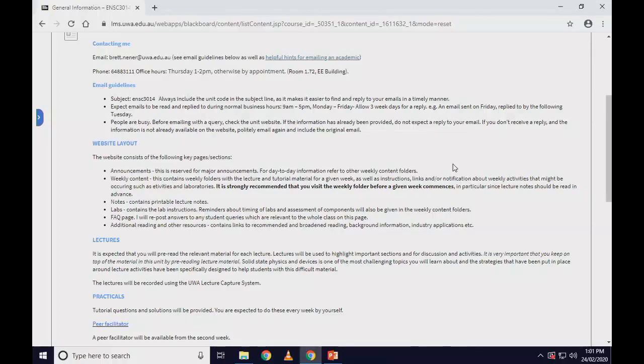So there will be 3 group assignments. You'll be allocated a group of about 5 or 6 people, and you work together as a team, and you will produce a report as a team, and you will be assessed on your performance in the team as well as the report.